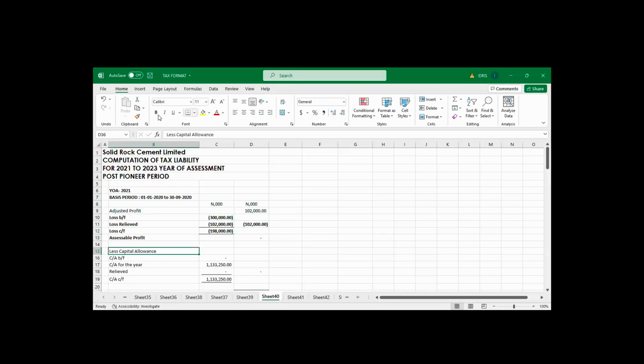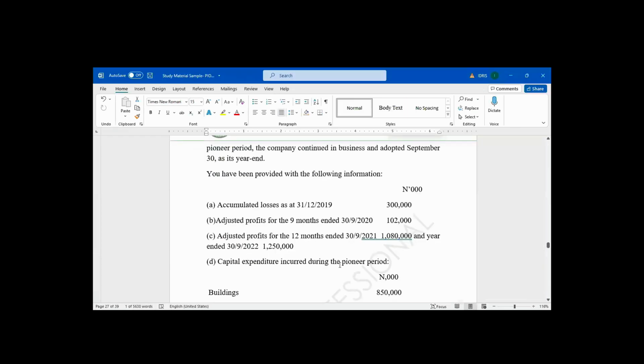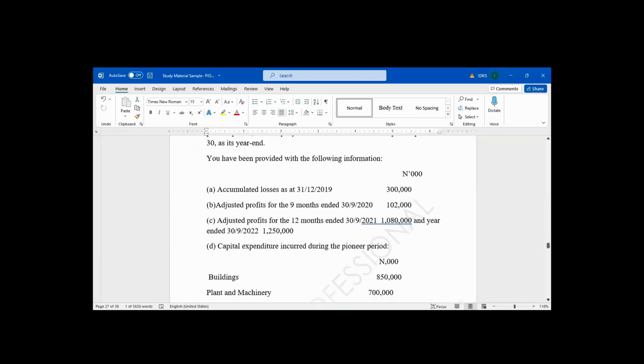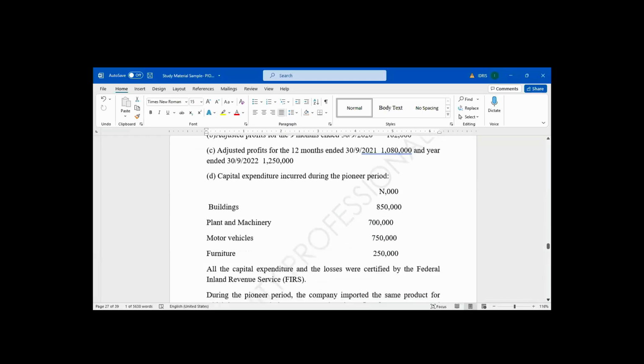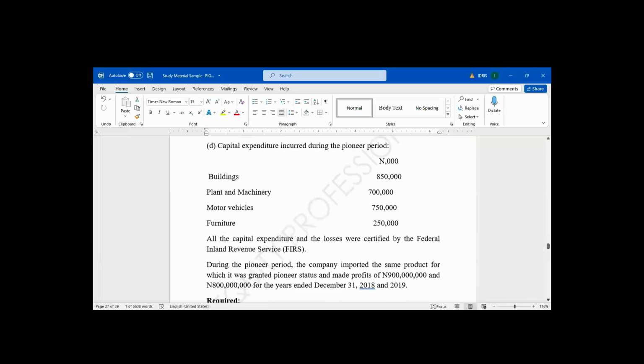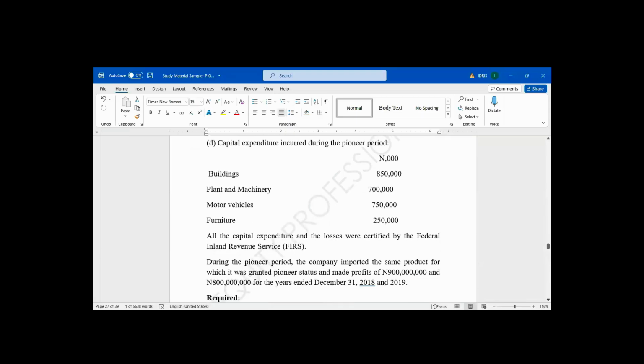Capital allowance now. How do we get capital allowance? In the question, we're told they incurred the capital expenditure during the pioneer period. So when are we going to assume the capital expenditure was incurred? Let's go to the question. Capital expenditure incurred during the pioneer period were given. So when do we assume this was incurred? 1st January. 1st January of which year? 2020.